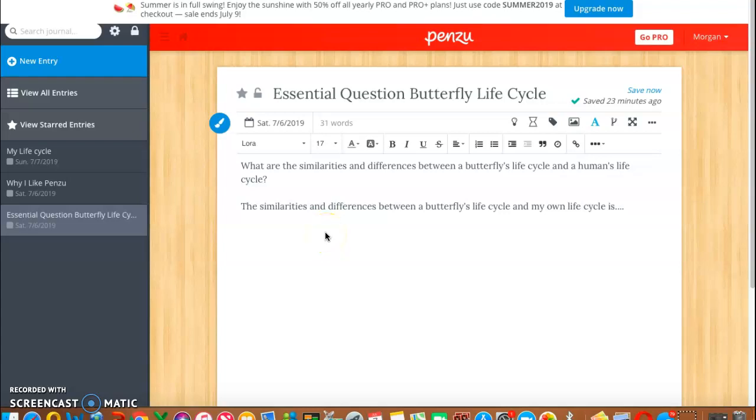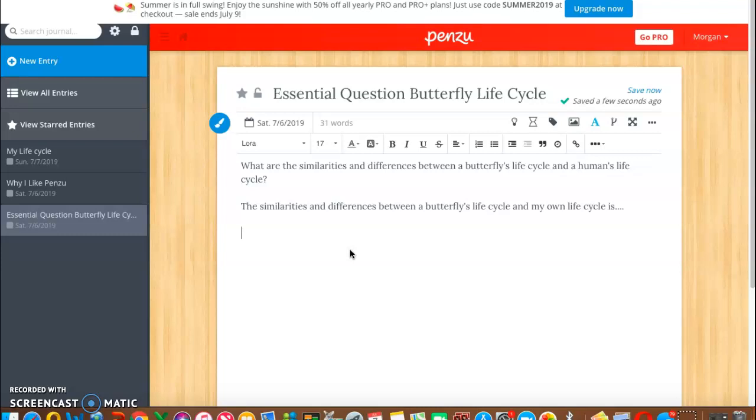So I wrote my critical question down from my Think Aloud assignment, and it's: what are the similarities and differences between a butterfly's life cycle and a human's life cycle? And then the students would write out the similarities and differences between a butterfly's life cycle and my own life cycle, and then they'd start typing whatever they feel like. Not "yada yada yada," but you know what I mean.